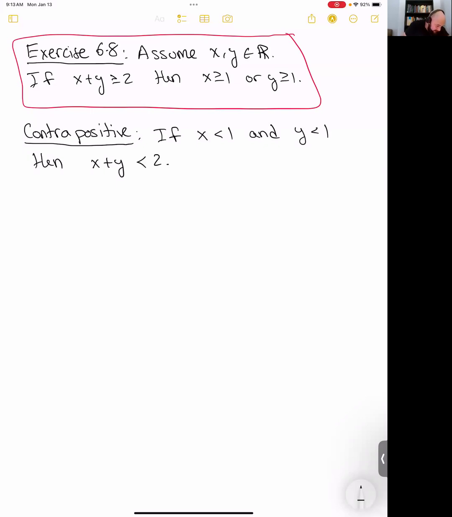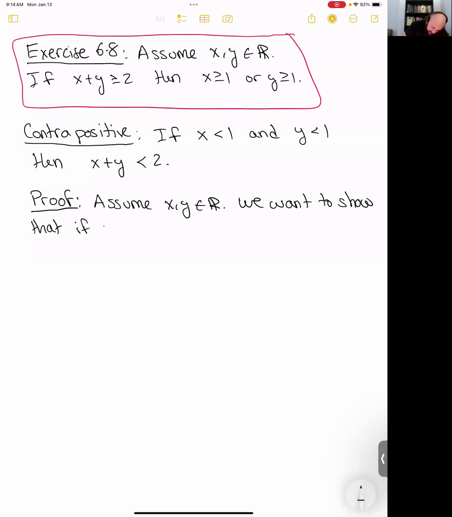So proof. It'll be a very quick proof. So assume x and y are real numbers. We want to show that if x plus y is bigger than or equal to 2, then x is bigger than or equal to 1, or y is bigger than or equal to 1. We proceed by contrapositive.